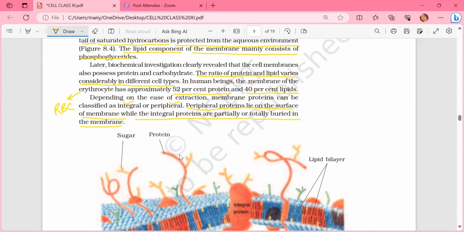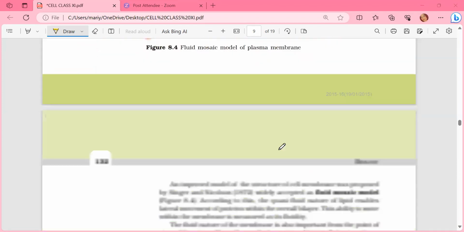So depending on the ease of extraction, which of the two proteins is easier to extract? Is it the peripheral protein or the integral protein? Answer. Which protein is easier to extract? Peripheral protein, because they are not buried. Yes, correct. Why? Because it is present at the surface area, on the peripheral area. That is why it is easier to extract.